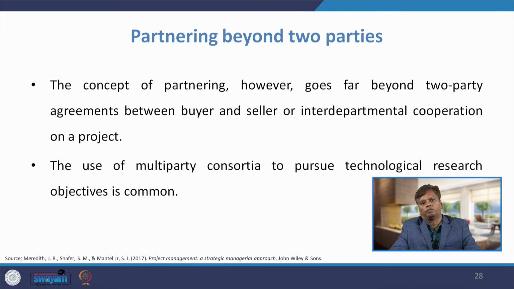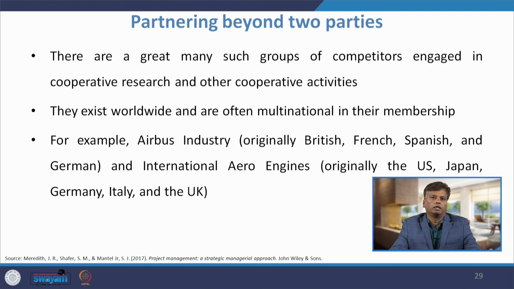The concept of partnering, however, goes far beyond two party agreements between buyer and seller or interdepartmental cooperation on a project. The use of multi-party consortia to pursue a technological research objective is common. Suppose somebody is working on a particular technology, there may be more than two people who will work as a consortium. A group of people will work for achieving the technology. There are a great many such groups of competitors engaged in cooperative research and other cooperative activities. They exist worldwide and are often multinational in their membership.